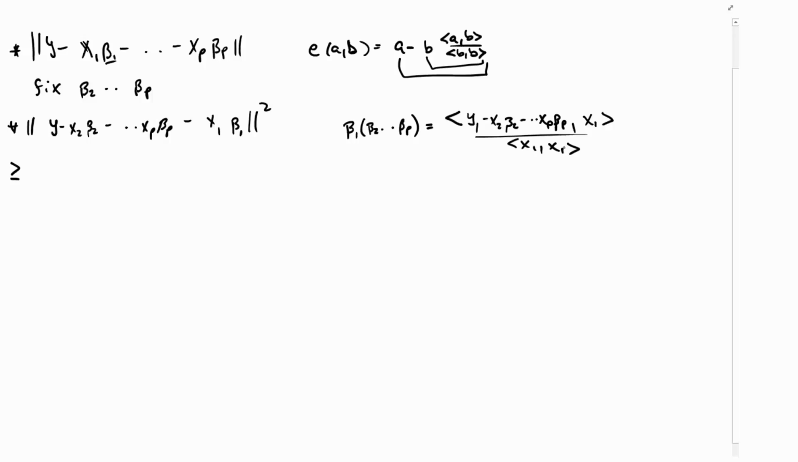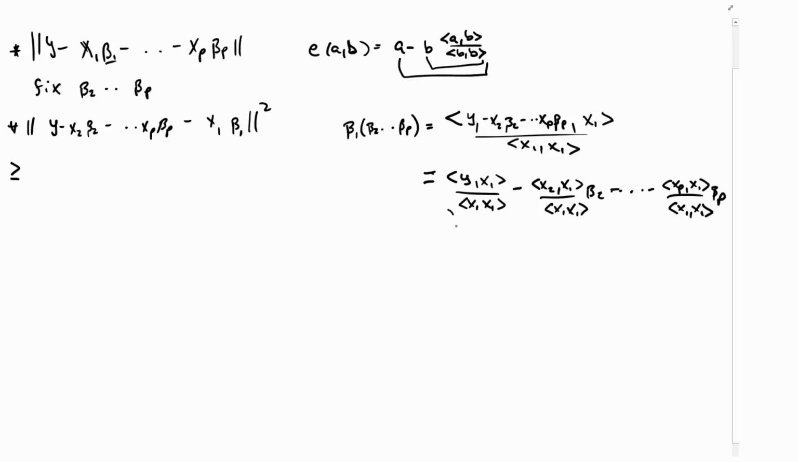And the bookkeeping is going to get a little bit thick here, but imagine if I were to plug this term in. Well, before I do that, notice this is equal to the inner product of y and x1 over x1 by itself, minus the inner product of x2 and x1 over the inner product of x1 by itself times beta 2, minus all the way up to the inner product of xp and x1 over the inner product of x1 by itself, times beta p.